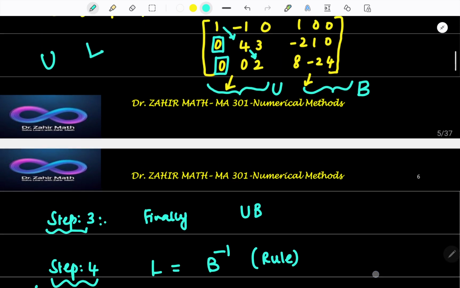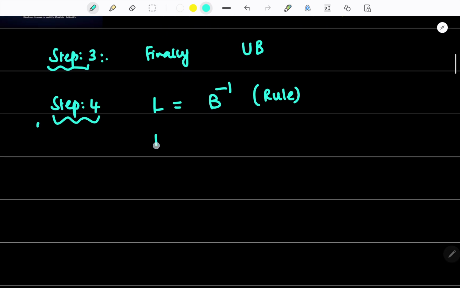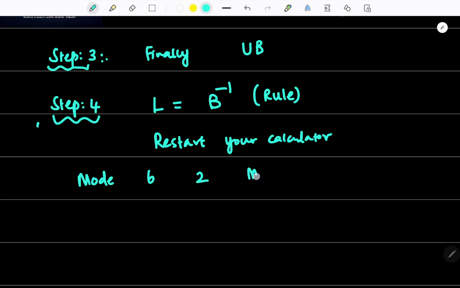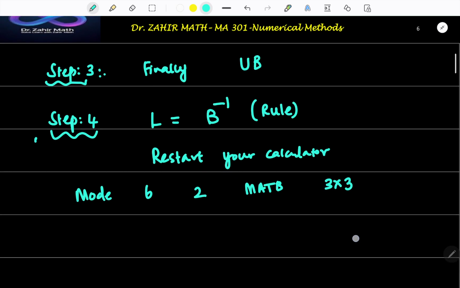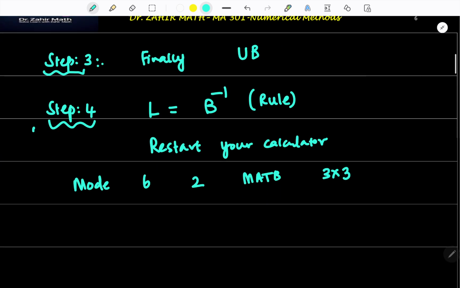Okay, what is your B matrix? This is your B matrix. Now restart your calculator. After restarting your calculator, again press mode and then matrix, which is number 6. Then press 2, which is mat B, the 3 by 3 matrix. Now you give this B matrix. Your B matrix is 1 0 0, minus 2 1 0, and 8 negative 2 4.